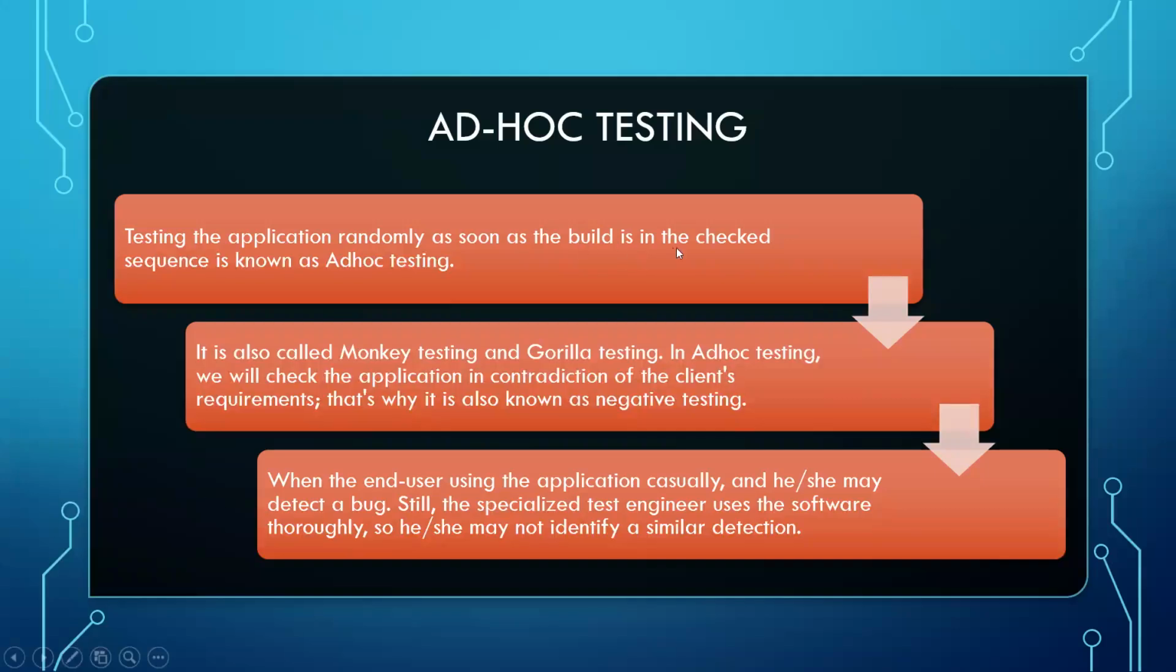Testing the application randomly, as soon as the build is in hand, without following a sequence, is known as ad hoc testing. It is also called monkey testing or gorilla testing. In ad hoc testing, we check the application in contradiction of the client requirement. That's why it is also known as negative testing. Sometimes we go here and there and click on a particular node or something which is still loading. It may throw some exceptions, and those exceptions should be handled. So that's nothing but ad hoc testing.